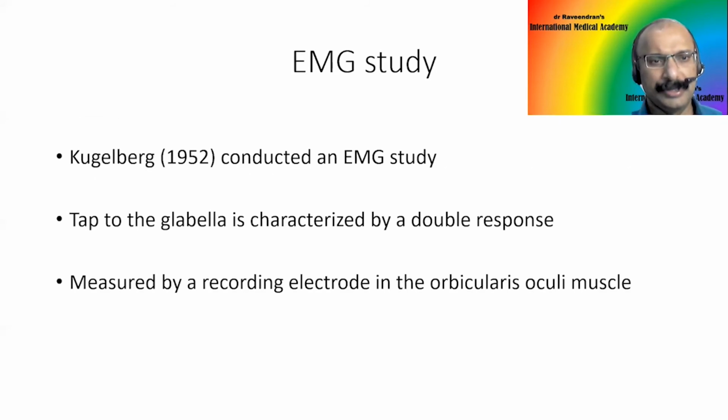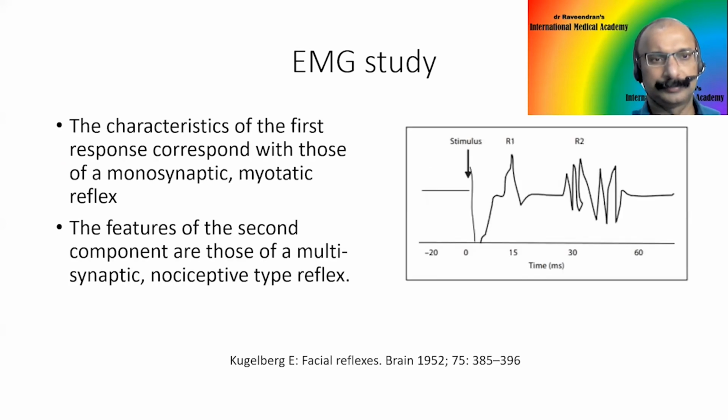Kugelberg conducted an EMG study and found that the glabellar tap reflex is characterized by a double response, which was measured by a recording electrode placed in the orbicularis oculi muscle. The characteristics of the first response correspond with those of a monosynaptic myotactic reflex, and the features of the second component are those of a multisynaptic nociceptive type reflex.